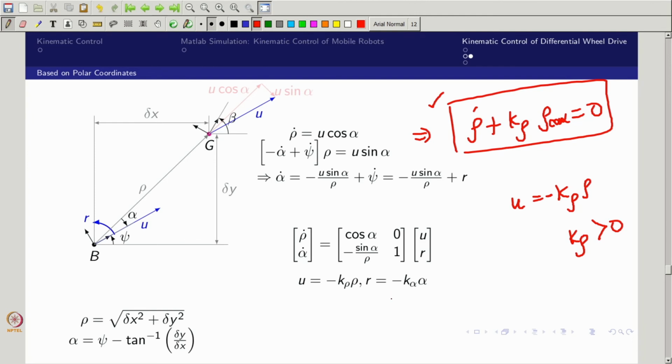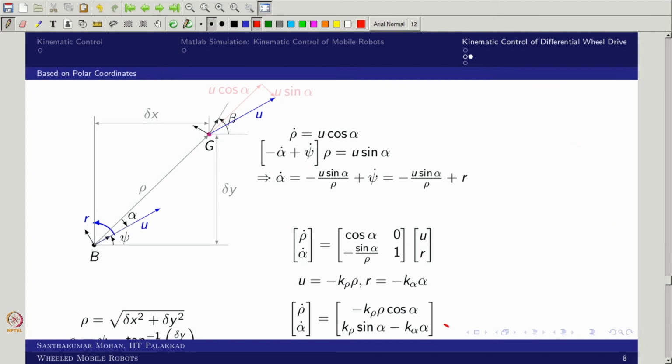In a similar way, if I take r as minus k alpha into alpha, then you can substitute in this equation, where U sin alpha I can substitute in the form of r. Then I can rewrite all the equations, and this psi dot I can rewrite in r. Then this r I will substitute as minus k alpha alpha, and I can rewrite this whole equation in this form, okay.